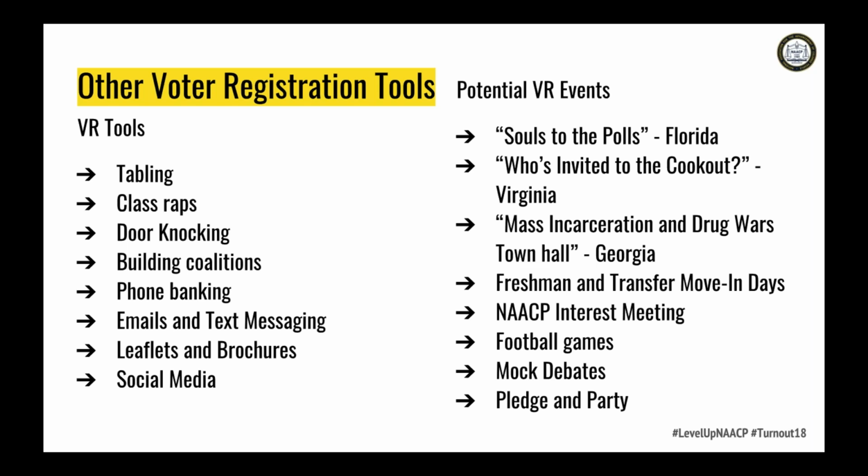If folks haven't started school yet, especially when they have move-in days, freshmen and transfer students are really great target people to get to register to vote and making sure that they are in the know about what's happening on your campus. Maybe you're having an NAACP interest meeting. I'm seeing a lot of people getting started on building the membership. This is also a great way to do voter registration and making sure that people who are new to your organization know what's up and actually are involved, right?